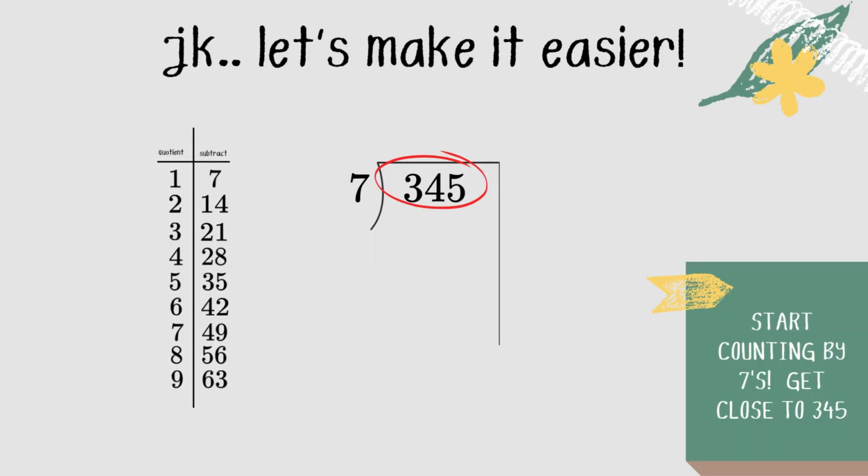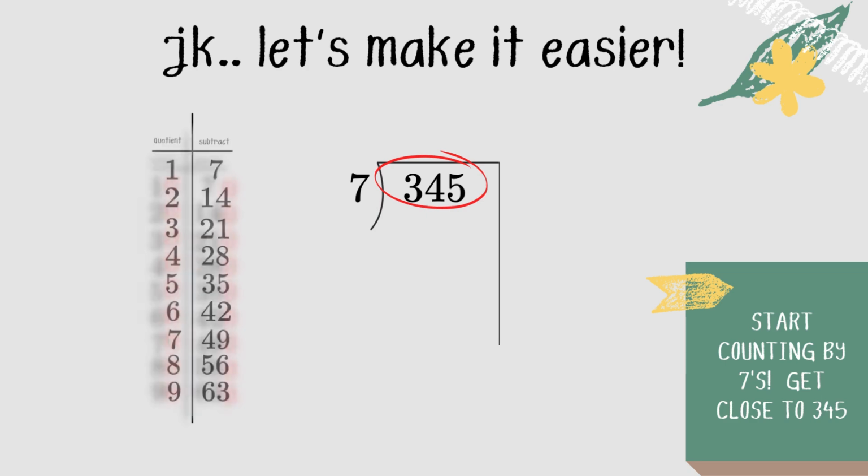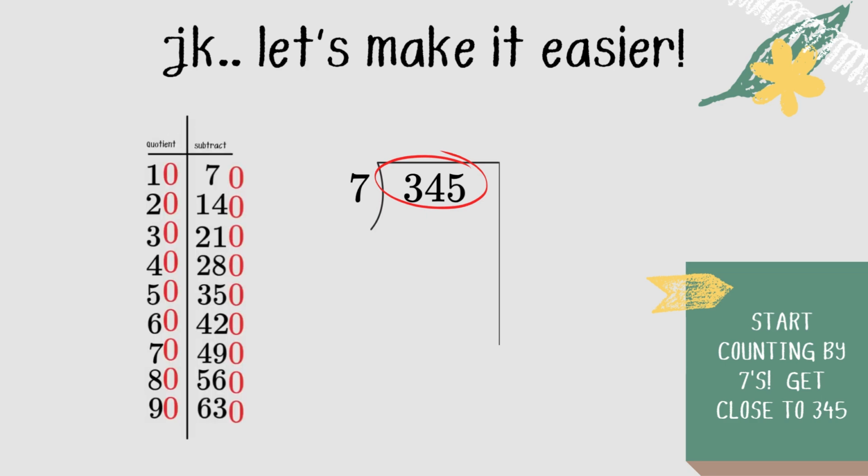So yeah, nobody wants to count by sevens all the way to 345. So there is a trick. We can multiply each of these by 10. And we're going to get really close to 345 really quick. So let's add zeros on both sides.